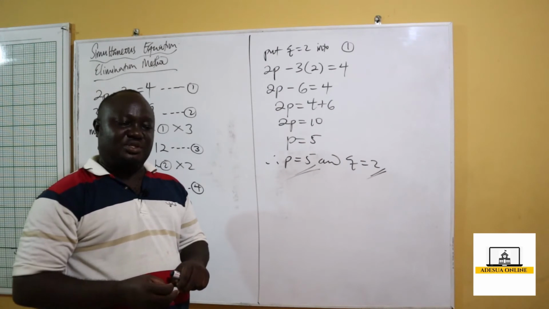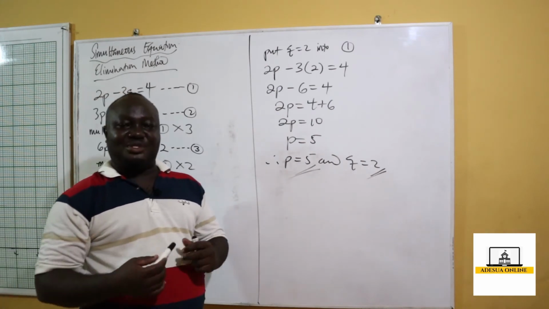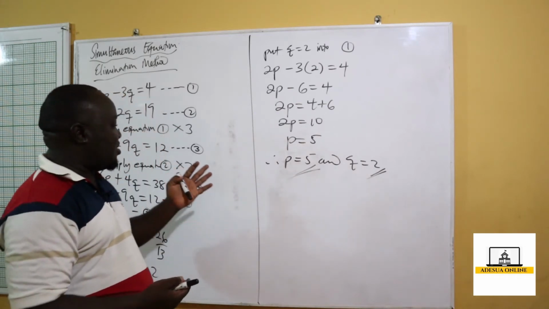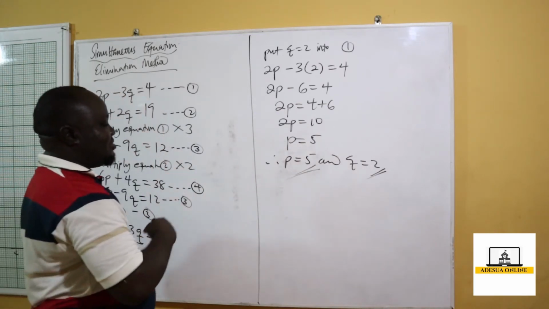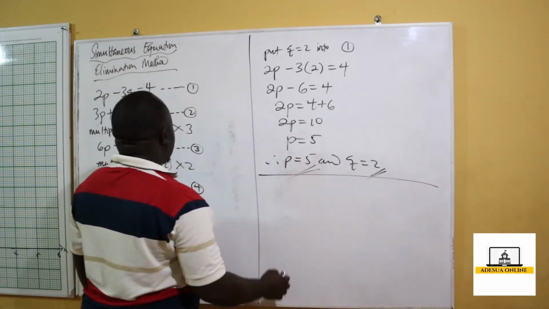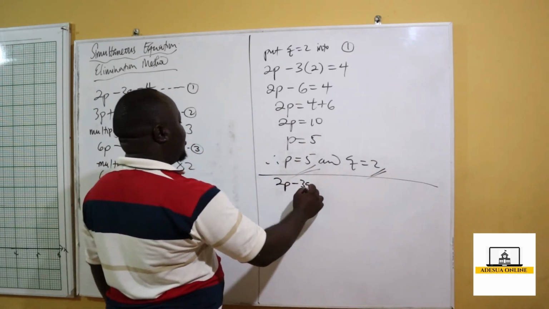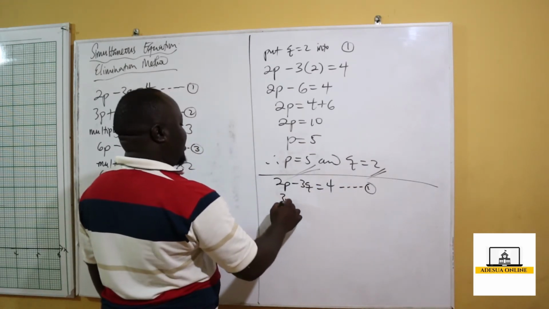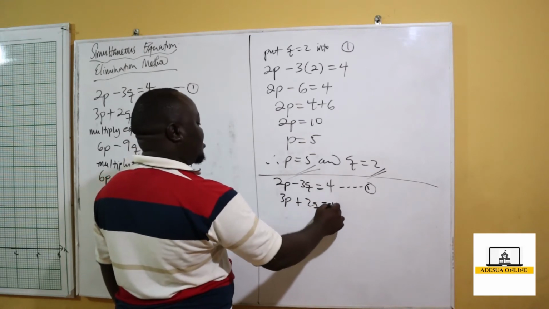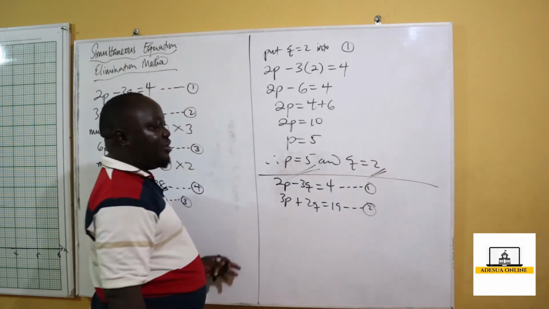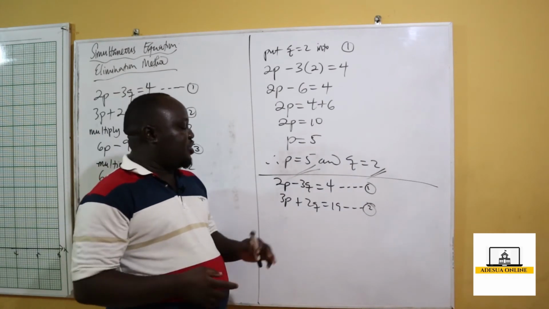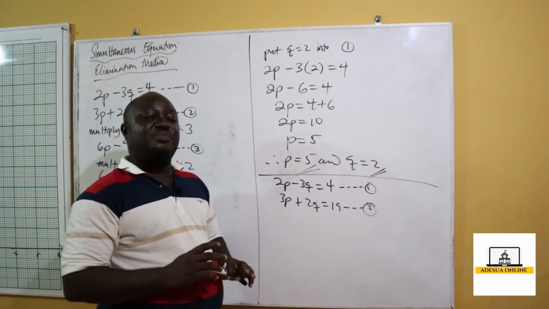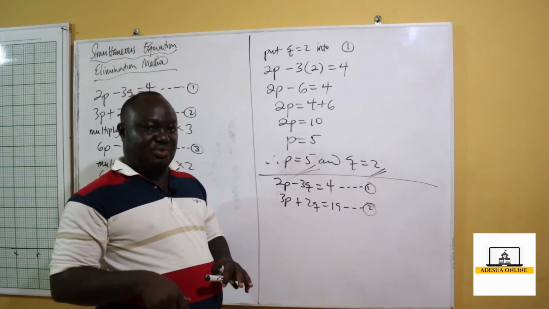Now let's move to the substitution method. Now using the substitution method, it is best to make either P or Q the subject. Assuming I want to use the substitution method to solve this equation, 2P minus 3Q equals 4, my equation 1, and then 3P plus 2Q is equal to 19, equation 2. For you to use the substitution method, you are going to pick one of the variables in either equation 1 or equation 2, and then you make one of the variables the subject of that equation.